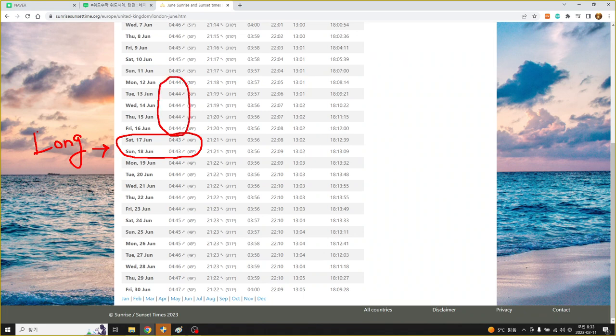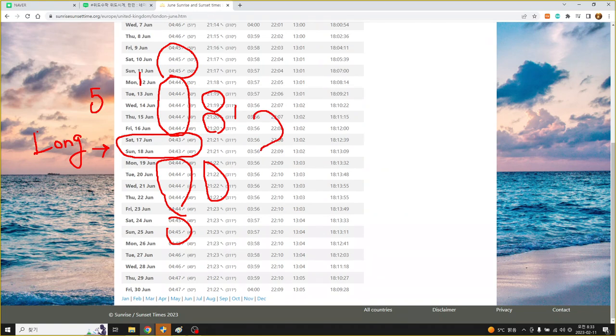About 5 days, and also here about 5 days, and 2 days, 3 days. Here also 3 days. And the sunset time is also the same, about 4 days, and 2 days, 2 days. Only a 1 minute change. Why? Question.